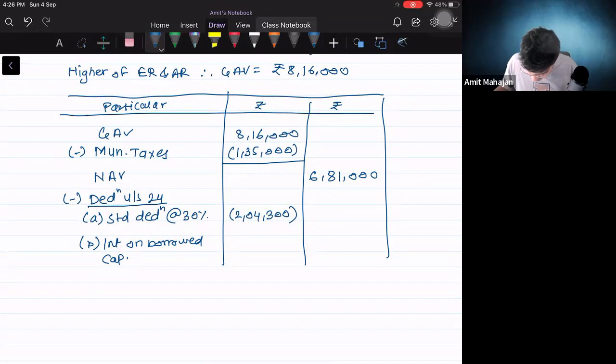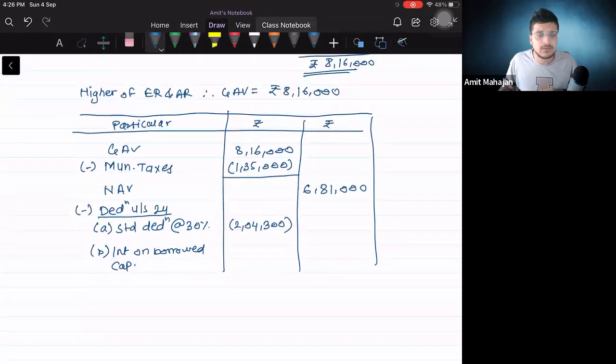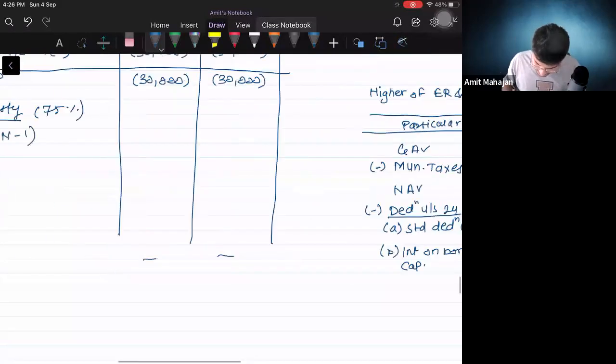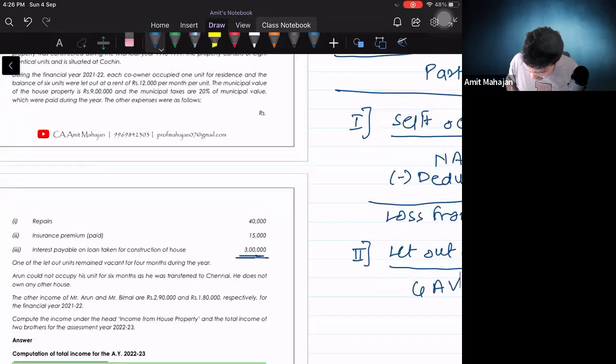One minute. This equals 135. I don't remember whether I applied the 75% or not. I did apply it, right, 75%? Okay. Can you help me with interest on borrowed capital? It is 3 lakhs. Okay, can you try this?